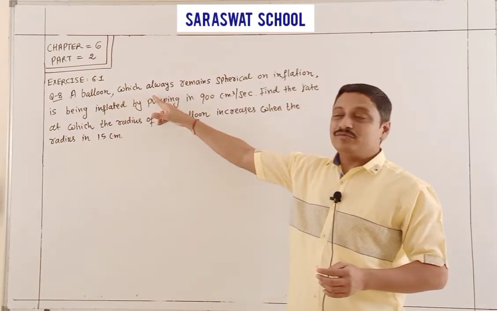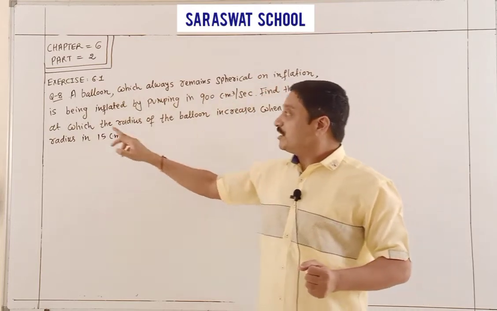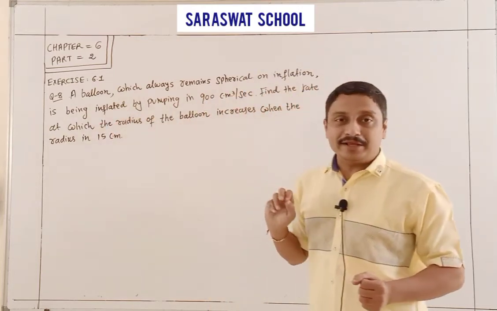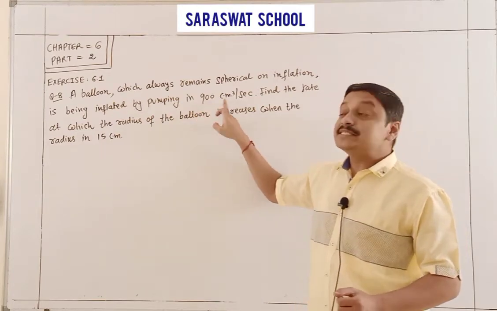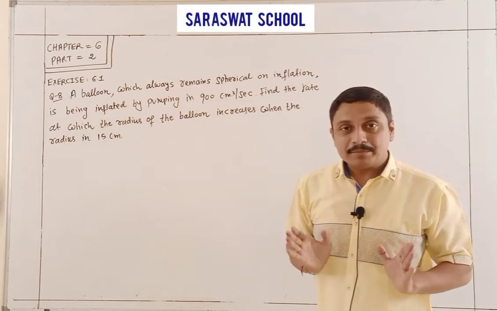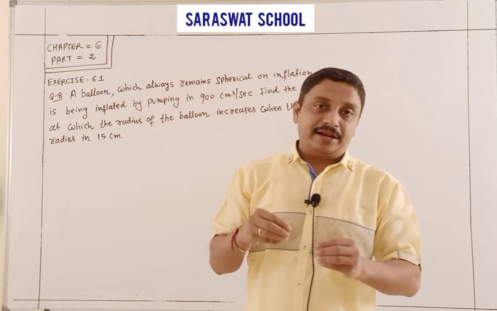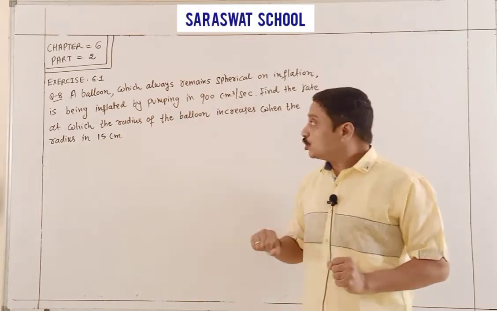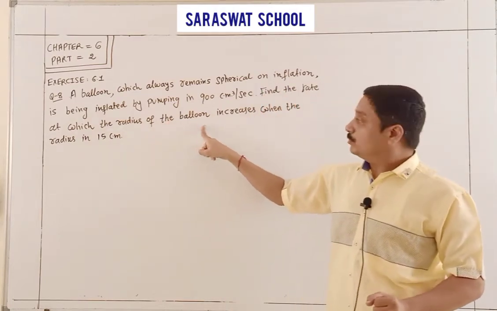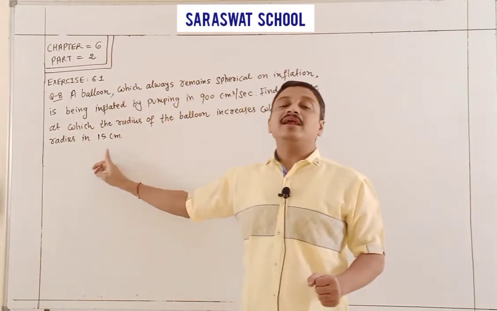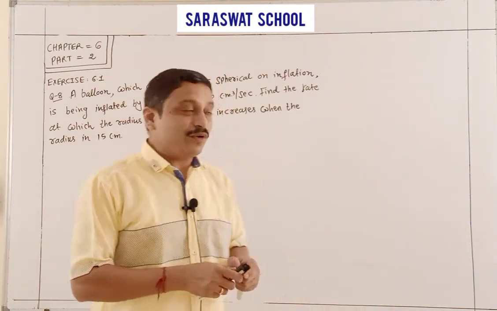A balloon which always remains spherical is being inflated by pumping in air at 900 cm³ per second. Every second 900 cm³ of air enters this balloon. Find the rate at which the radius of the balloon increases when the radius is 15 cm. It's a very easy sum, but look at it first of all.